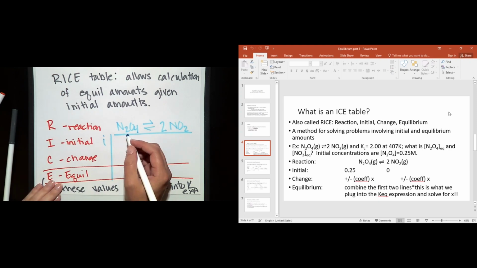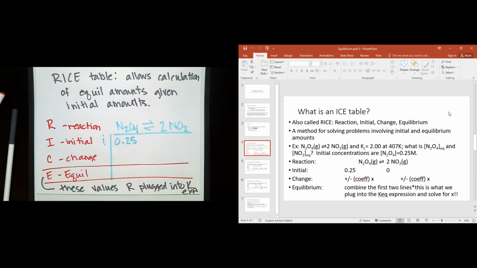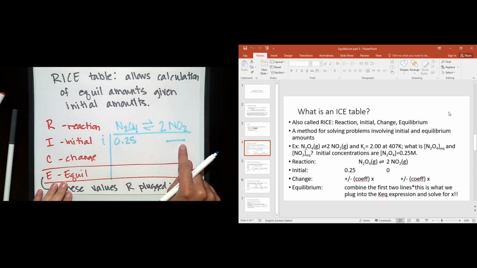And this is 0.25 molar. Because I'm not told in the problem that I also have this amount of nitrogen dioxide, I can safely assume I don't have any of that to start with. If I'm not told in the problem that I have an amount of something, I don't start with any. Okay, so that's it. That's my initial line. I get that information from the problem.